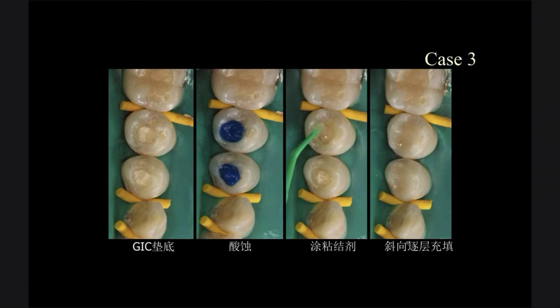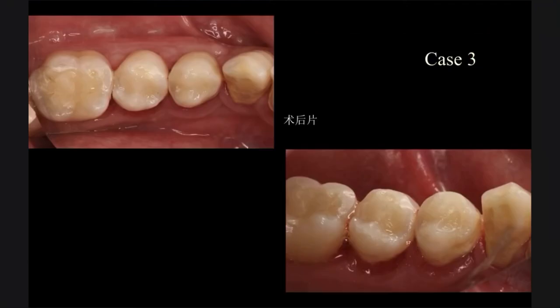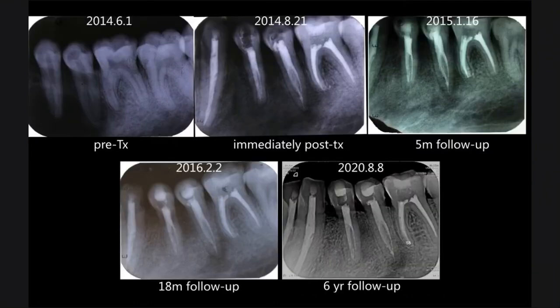This slide shows the restoration progress and the polishing and the post-treatment, post-restoration images. And this slide shows the follow-ups. From the bottom row, the left one is a pre-treatment radiograph, before any root canal treatment was done to the mandibular premolars and the mandibular molars.